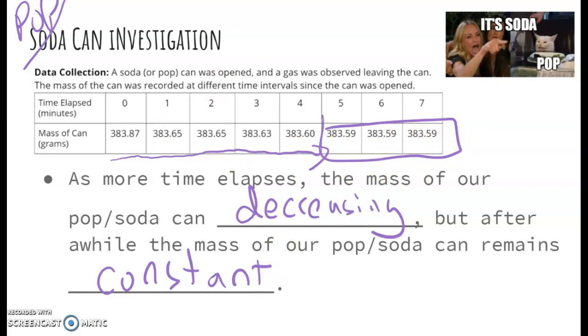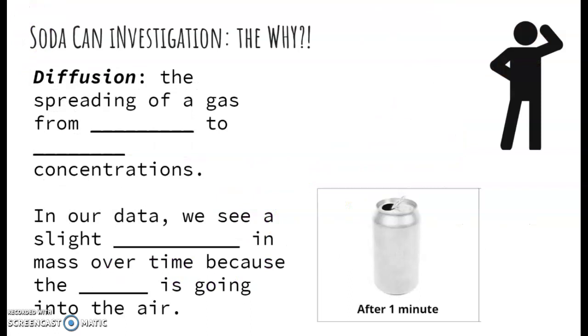And what we're going to do is try to break this down and see why that's happening. So one concept that you may or may not have heard of in chemistry is diffusion. So what is diffusion? So diffusion is the spreading of a gas from a high concentration to low concentrations.